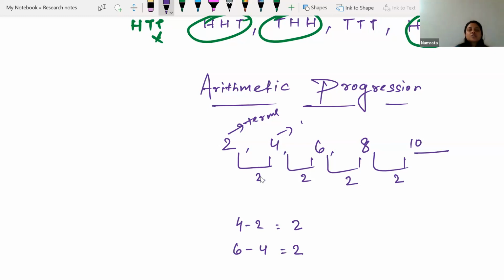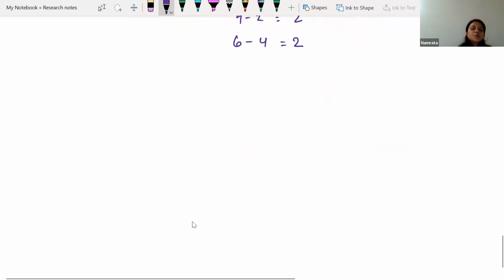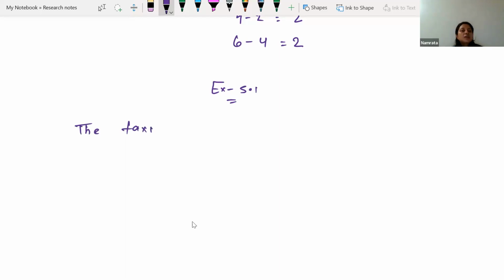Okay, so first exercise is very simple. Let's do it and then we'll be moving quickly to the next exercise. So here it says, let me write it. The taxi fare, this type of question you can expect in MCQ type of question. So if you understand the meaning very well, then and only then you will be able to answer this type of question which are related to arithmetic progression.